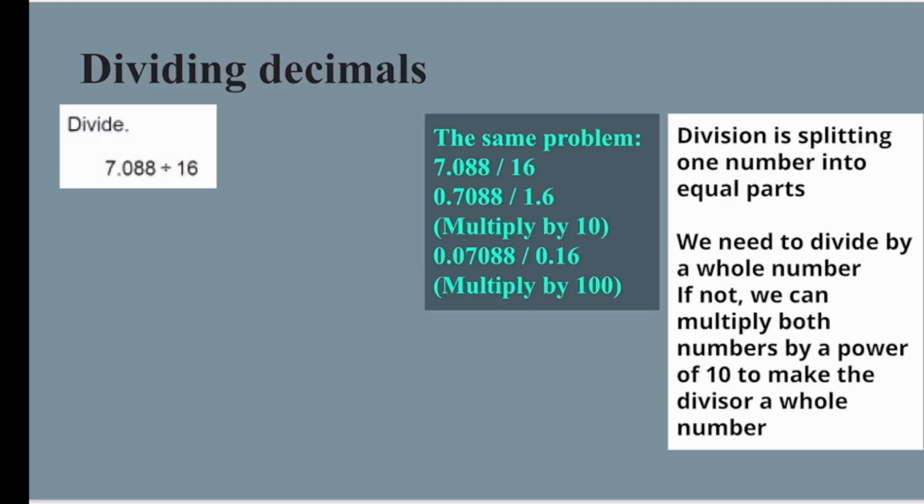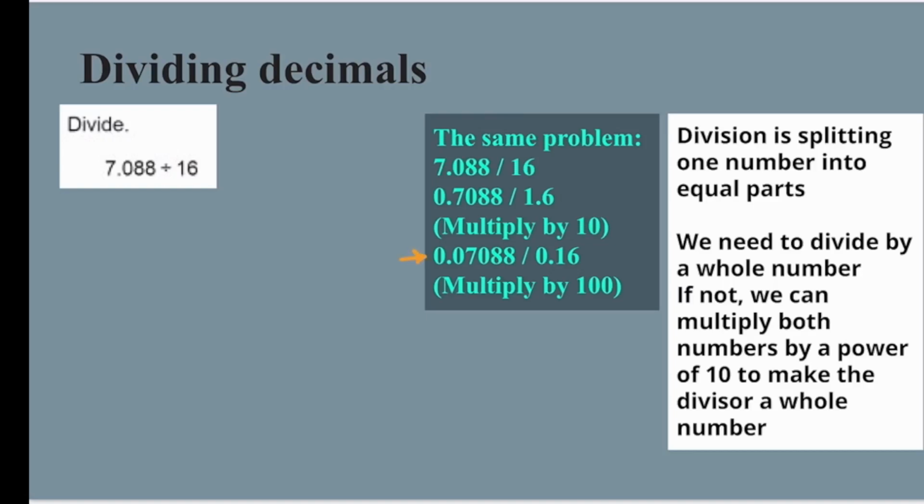Dividing decimals. Division is splitting one number into equal parts, and when you do that, you need a whole number of parts. So we can only divide by a whole number or integer. If you're not able to do that, then you have to rewrite the problem by multiplying by powers of 10. I'll show you what I mean.